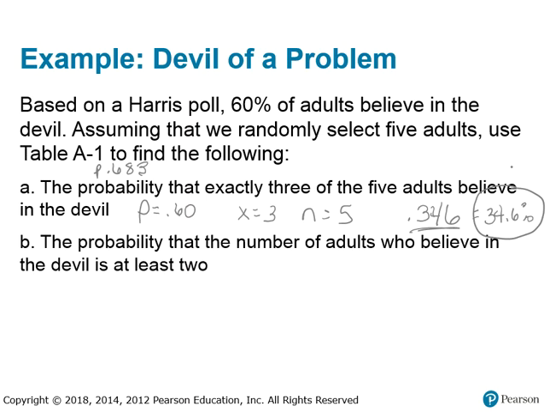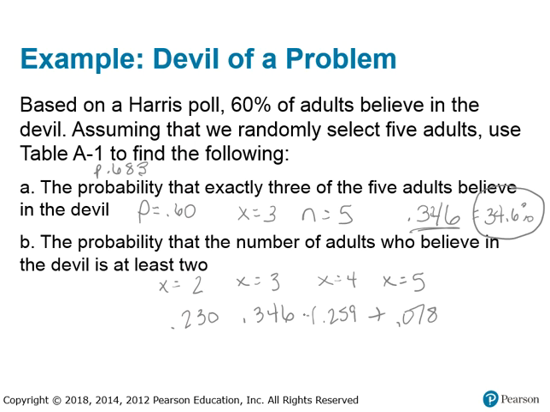Now if we want to do the probability that the number of adults who believe in the devil is at least 2, so that means we're doing x equals 2, x equals 3, x equals 4, and x equals 5. So I could do each of those and add them up. So it would be the same idea. Using the chart, we know the probability that x equals 2 is 0.230. We just did 3, that was 0.346. We would do 4, which is 0.259. And then we could do 5, which is 0.078.